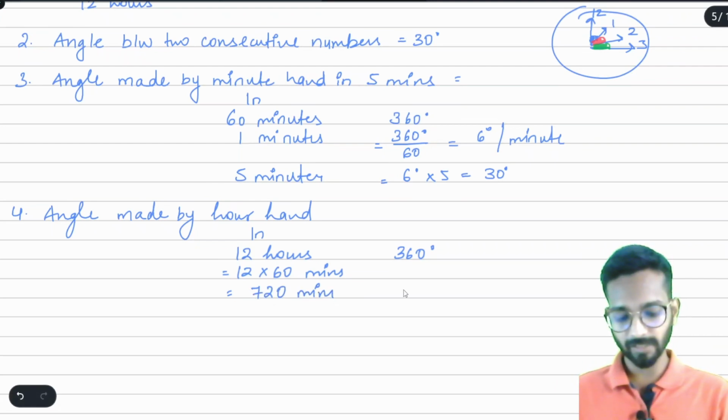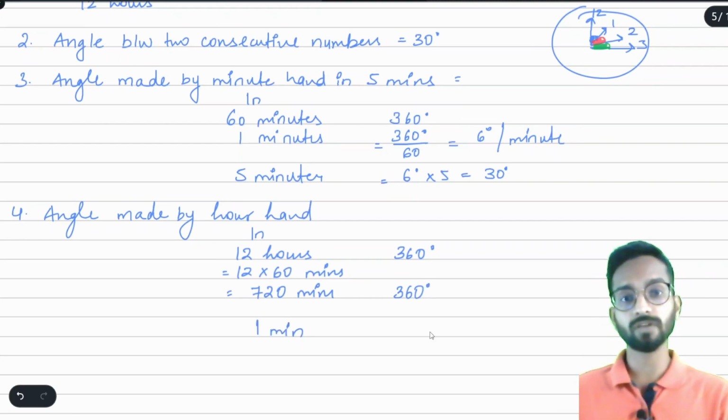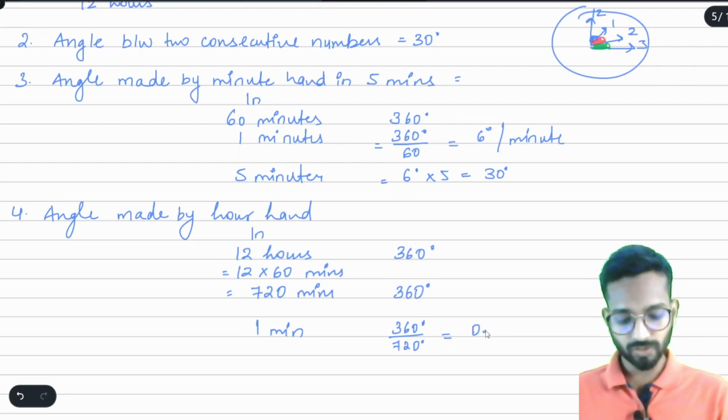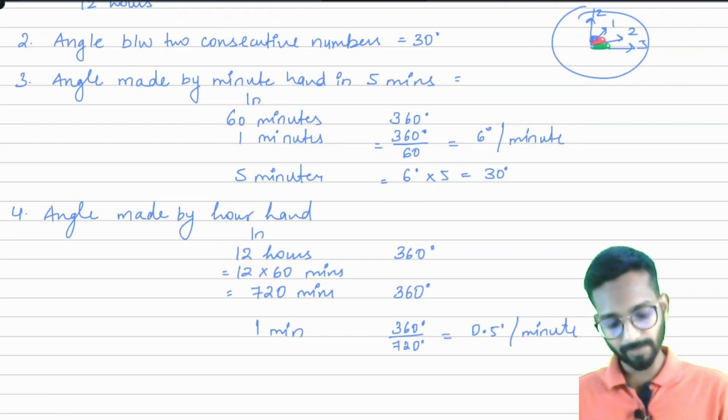720 minutes they are making 360 degrees. Okay. So if I ask you in 1 minute, what is the angle our hour hand is making? 1 minute: 360 degrees by 720, that is nothing but 0.5 degree per minute. Simple enough.